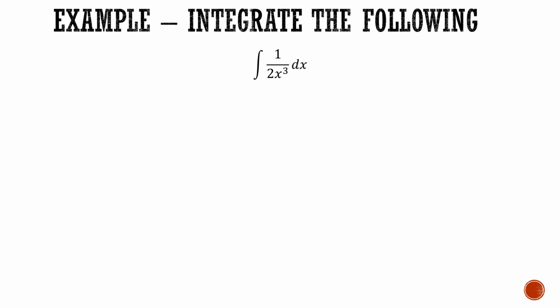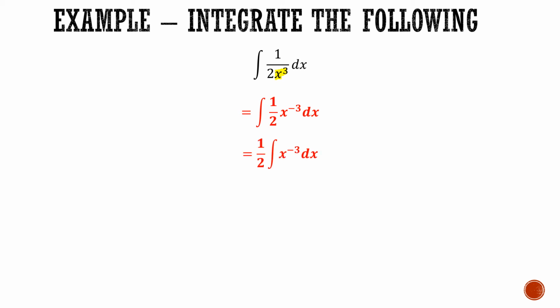All right, the next example, we have 1 over 2 x cubed. So the first thing I'm going to do is rewrite it. But when I rewrite it, I need to recognize that the only thing I'm going to bring up is this x cubed. So it's going to stay 1 half, and then I'm going to bring up the x cubed. So I have integral of 1 half x to the negative 3 dx.